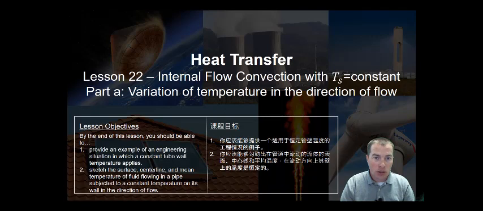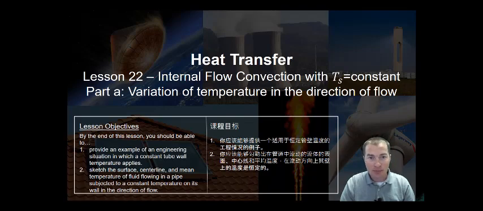By the end of this lesson, you should be able to provide an example of an engineering situation in which a constant tube wall temperature applies. You should also be able to sketch the surface, center line, and mean temperature of fluid flowing in a pipe subjected to a constant temperature on its wall in the direction of flow.